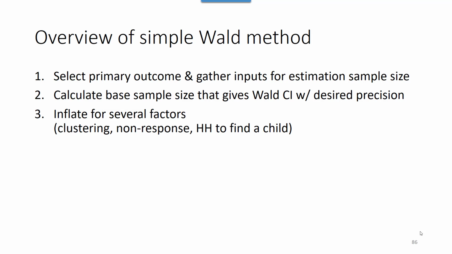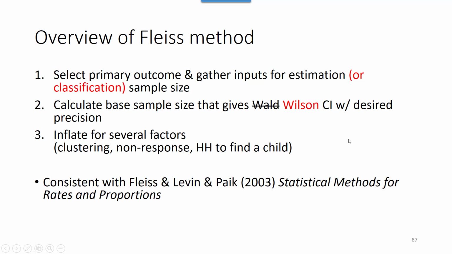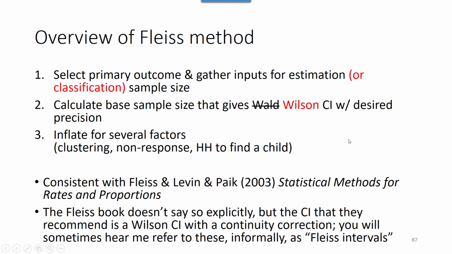We're just going to modify this method a very little bit for Annex B here. First, we allow inputs either for estimation or for classification. And then, instead of using the Wald intervals, we're going to use Wilson intervals. In the Fleiss book, they use Wilson intervals with a continuity correction. So sometimes I call those Fleiss intervals. Fleiss didn't call them Fleiss intervals, but I call them that sometimes, because they are the intervals recommended in that textbook, Statistical Methods for Rates and Proportions.